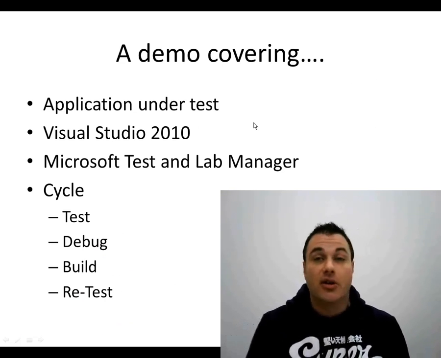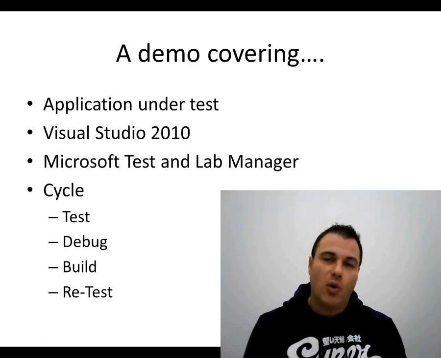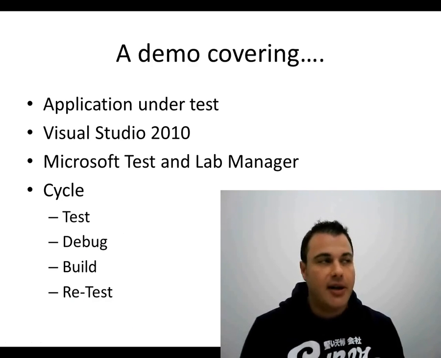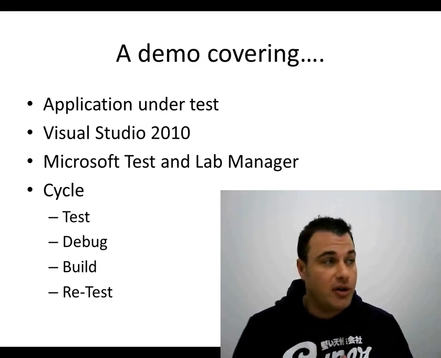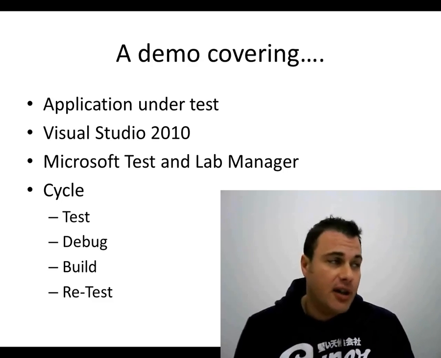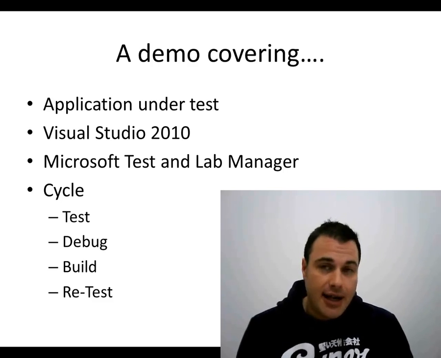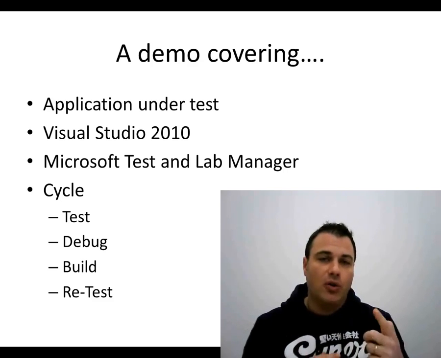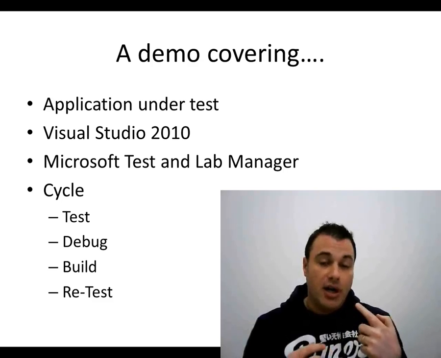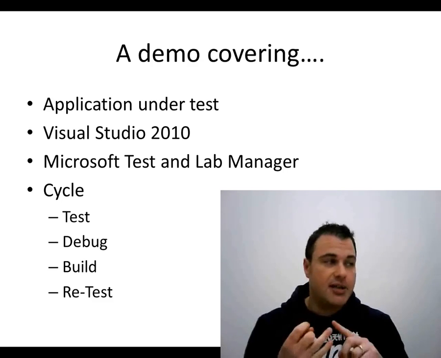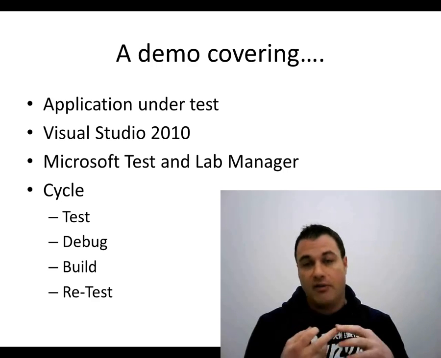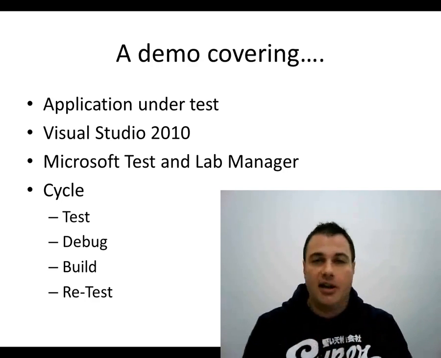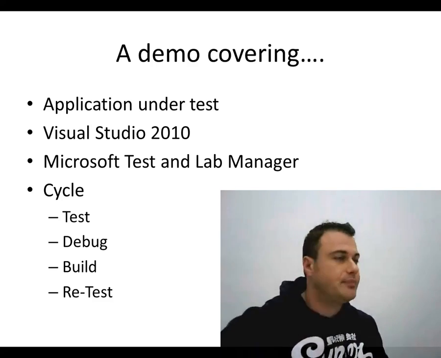The first thing we're going to do is look at the application under test. It's a small web-based calculator application, and we're going to have a quick look at it. Then we're going to have a look in Visual Studio 2010 at the facilities that are offered there for us. We're going to look at the test and lab manager, and then we're going to run through a full cycle. We're going to execute some tests, we're going to find a bug, report that bug, then we're going to fix it, produce another build, and then go for the retest. And we'll see how the test impact collector helps us with all of that.